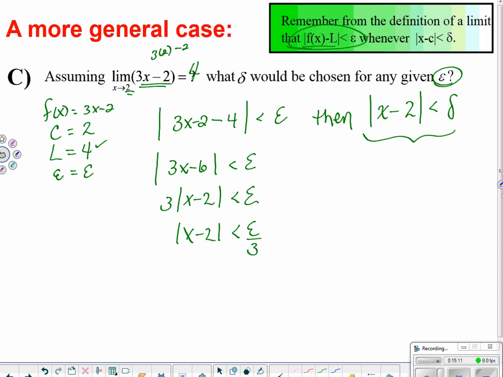Notice this is a nice matchup. The absolute value of x minus 2 is less than delta. Well, then delta must be equal to epsilon divided by 3.